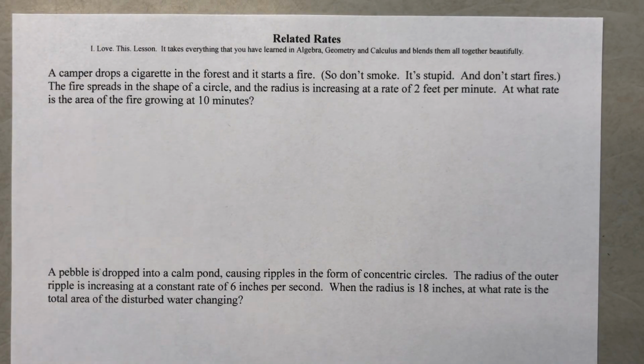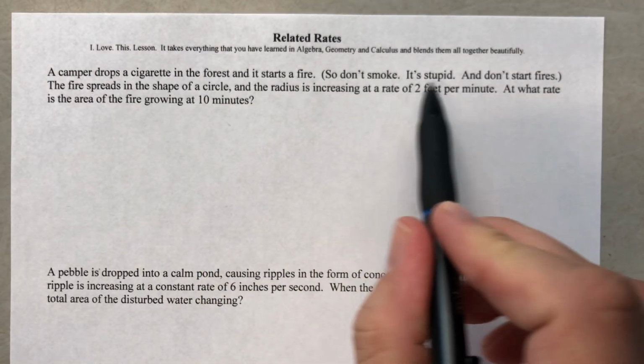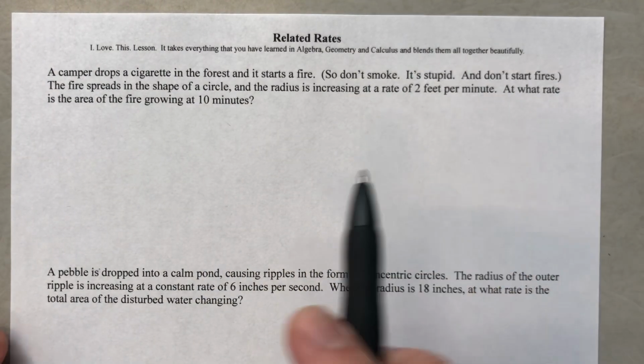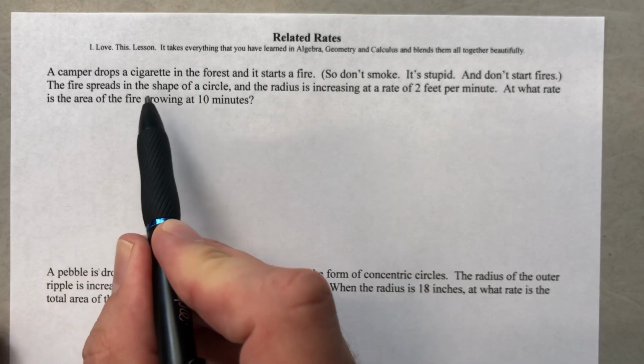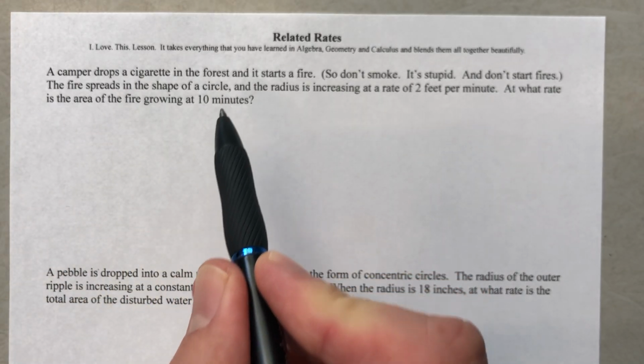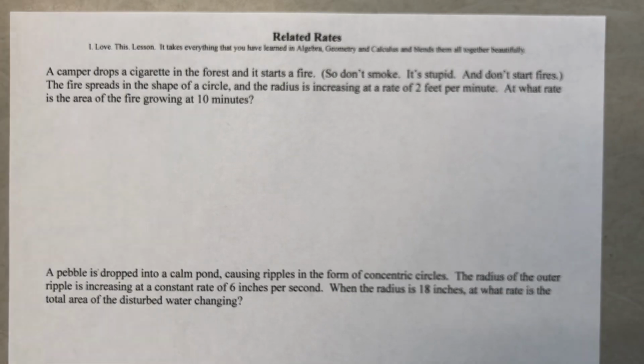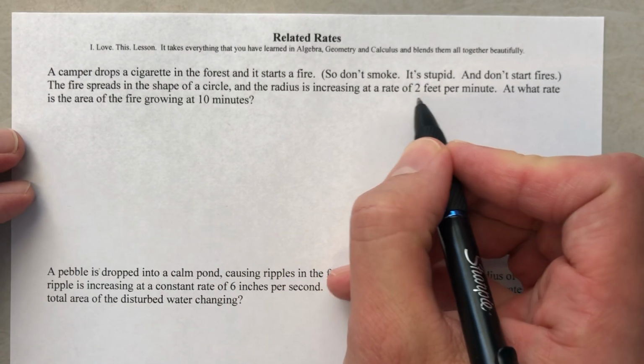It's great. Okay, let's start with a fairly basic problem, and it is going to involve a camper that drops a cigarette in the forest fire. There's a couple little public service announcements here, and the fire spreads in the shape of a circle. A lot of times, if it's geometric, you're going to have a shape that's listed or mentioned, and the radius is increasing at a rate of 2 feet per minute.